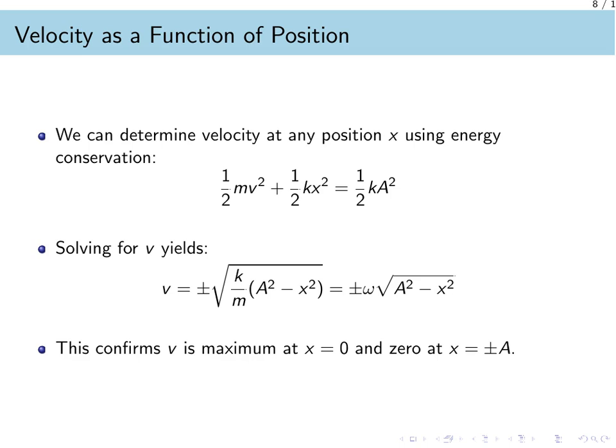Solving this equation for velocity gives us plus or minus the square root of the quantity spring constant divided by mass, multiplied by the difference between the square of the amplitude and the square of the position. This can also be written as plus or minus the angular frequency times the square root of the quantity amplitude squared minus position squared. This relationship confirms that speed is greatest at the center and zero at the edges.